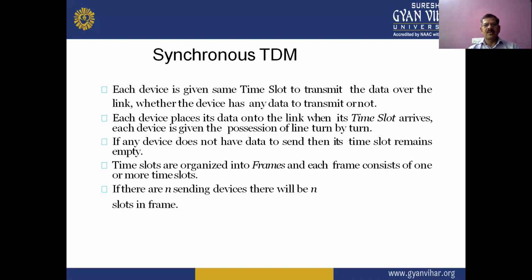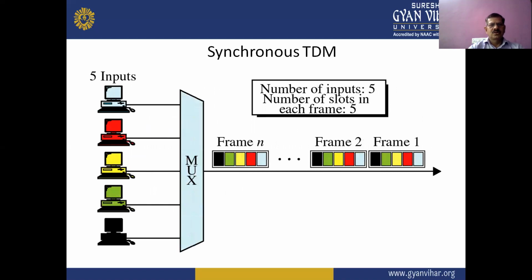Time slots are organized into frames, and in synchronous TDM each frame consists of one or more time slots. If there are n sending devices, there will be n slots in each frame. So in this diagram of the synchronous TDM system, the number of inputs is 5 and the number of slots in each frame is 5. So that is the synchronous TDM system.